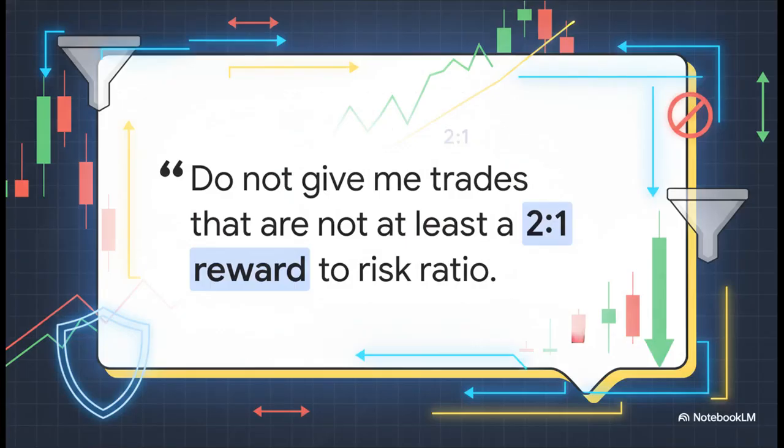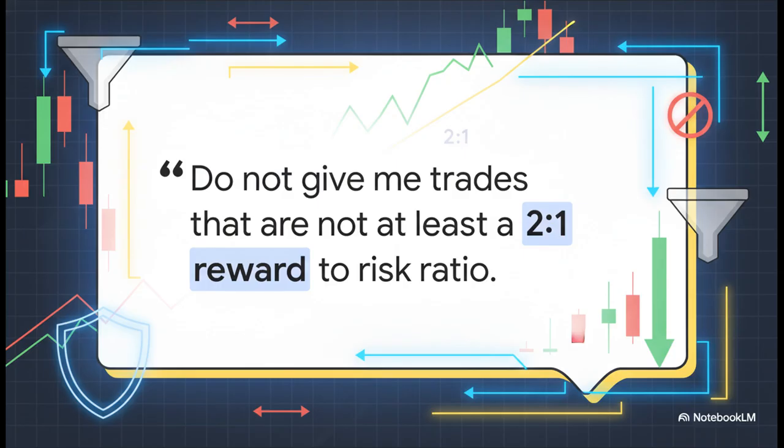So how do we actually fix this? Simple, by giving the AI some very strict boundaries. You should literally feed it this exact verbatim phrase: "Do not give me trades that are not at least a 2-to-1 reward to risk ratio." By entering this constraint directly into the Remix chat, you're essentially forcing the AI to filter out all the garbage.